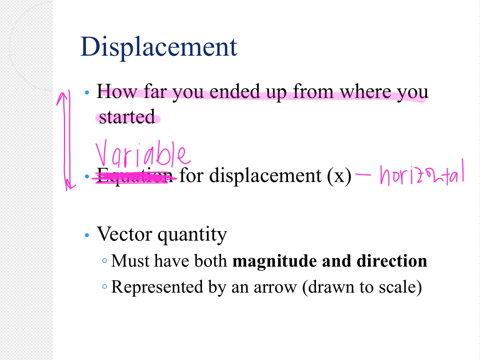So why would x represent horizontal displacement? What do you think? Shout it out. We don't have to raise our hands in here. Yeah, because it's on the x-axis, exactly. And so what do you think my variable might be for vertical displacement? The y, right? So we would use y for vertical displacement. In physics, everything that we do has to be analyzed horizontal and vertical separately.